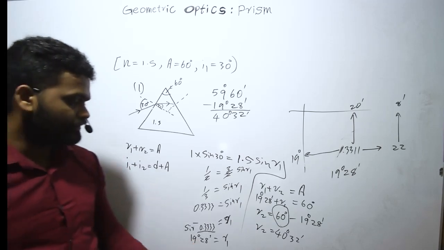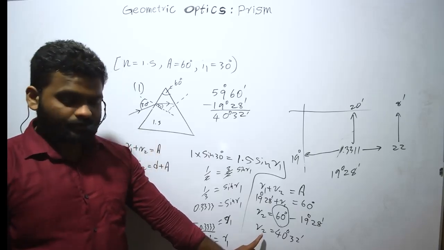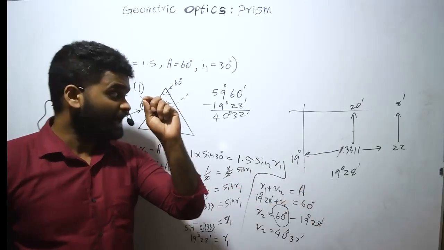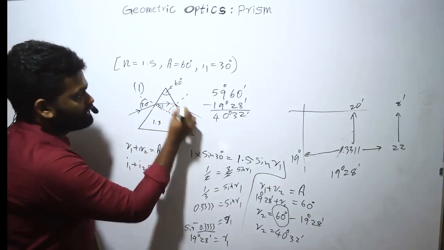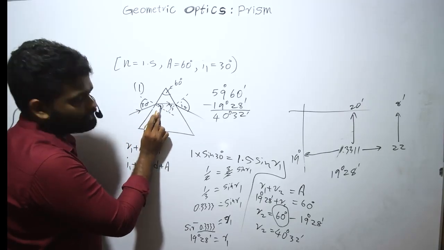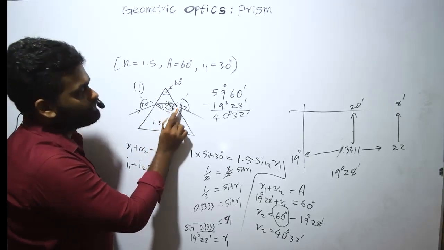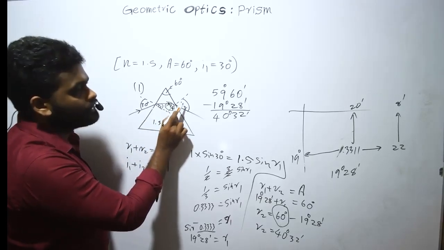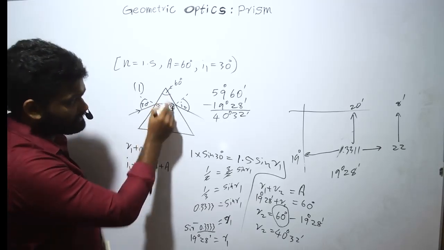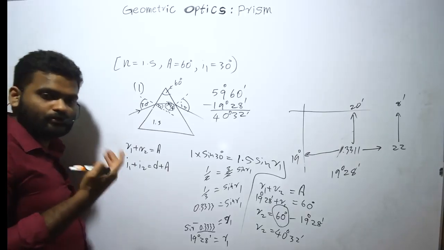So what are the values we know? We know R1 and we know R2. So if we know R2, again you have to apply Snell's law in order to find I2. So here you have I2. We know R1, so using R1 we found R2. Again apply Snell's law in order to find I2. Just apply Snell's law to this second refracting surface. Actually, you have to do this on your own.